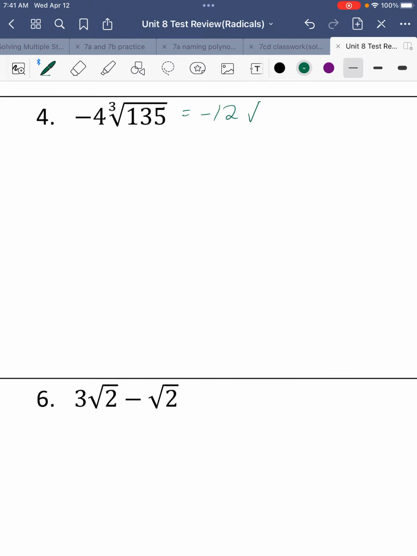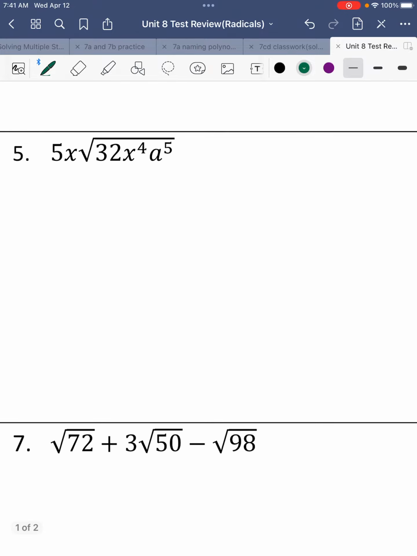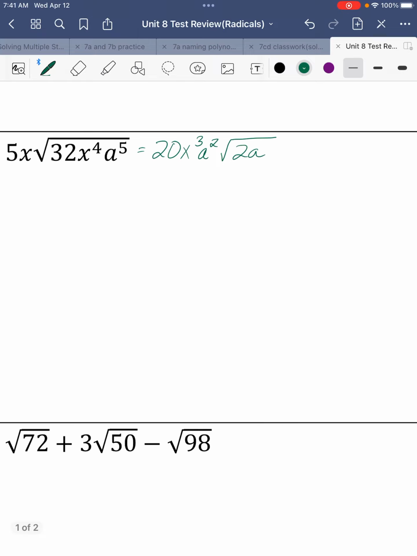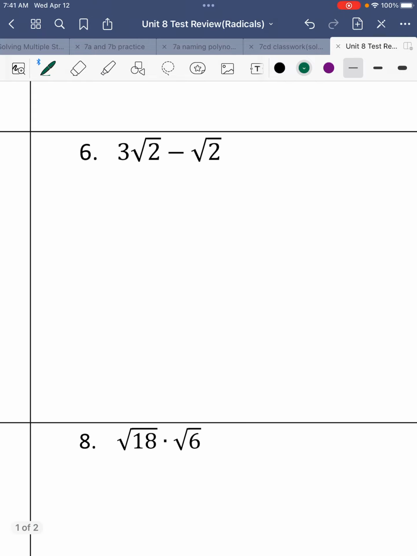Number 4. For this one, I'm going to write down just the answer, and that's negative 12 cube root of 5. Number 5, your answer is going to be 20 x to the third a squared square root of 2a. That's your final answer.